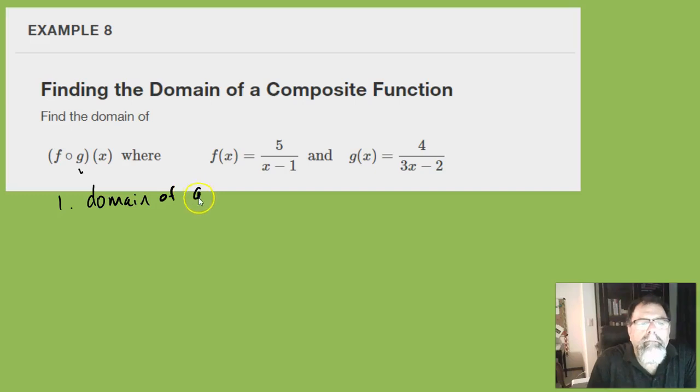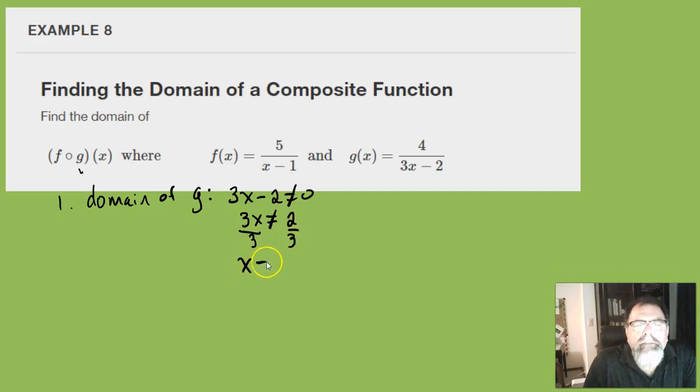Now remember, if you have a fraction, the bottom's not allowed to be equal to 0. So we have to exclude whatever makes the bottom equal to 0. So we get 3x, we add 2. Oh, we have to exclude it, so you can put not equal to. And then divide by 3. So x is not equal to 2/3. So our domain for g would be all real numbers except 2/3. Okay? Then we're going to find the domain of f.